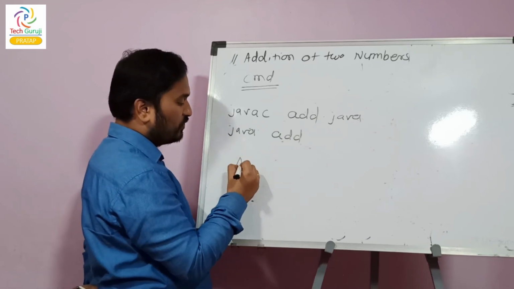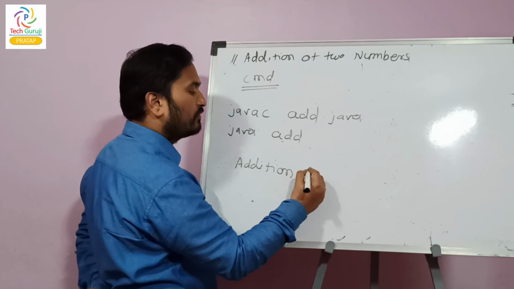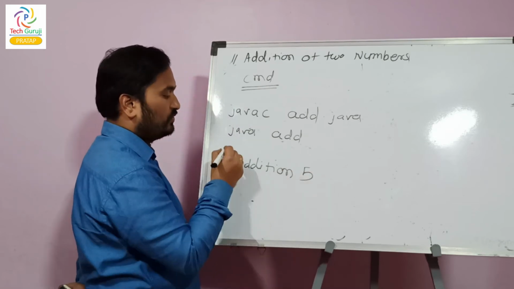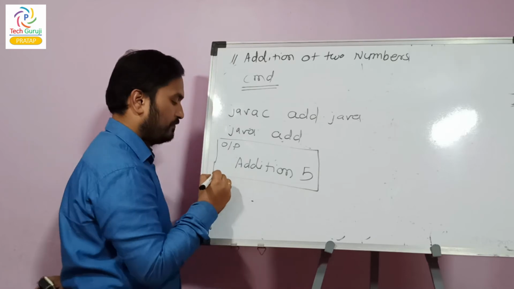Within the code we have given one message also. So addition 5. This is the output of your program.